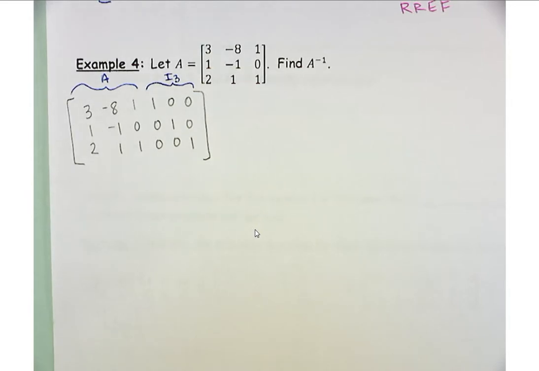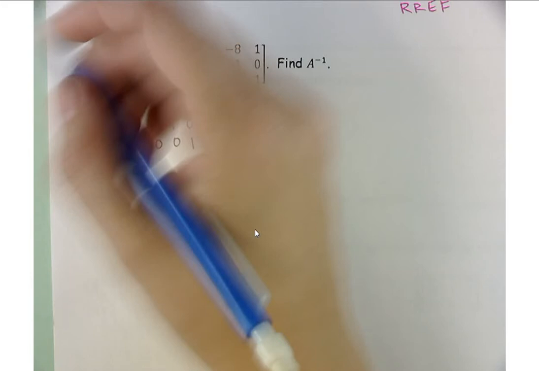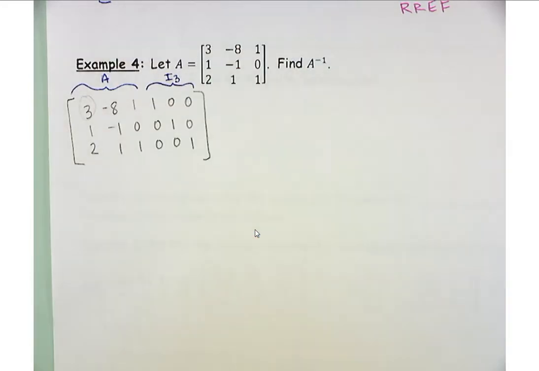So when we do that, the first goal is to get what? What's our first goal when we're trying to get row echelon form or reduced row echelon form? Okay, yeah, get a 1 in the upper left-hand corner. So we want this to be a 1. There's a couple different ways we can do that. What do you guys want to do?